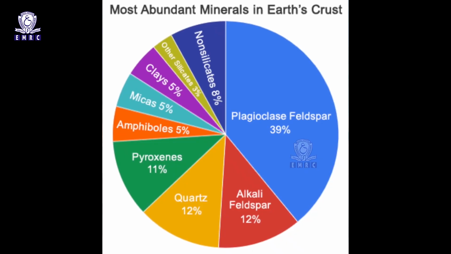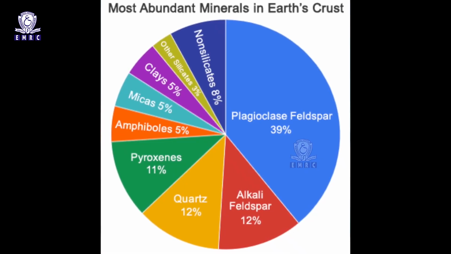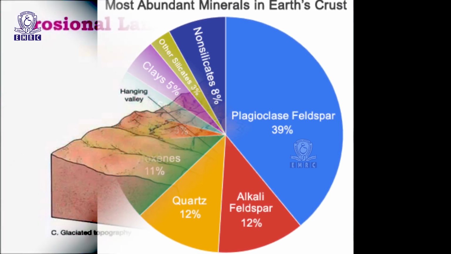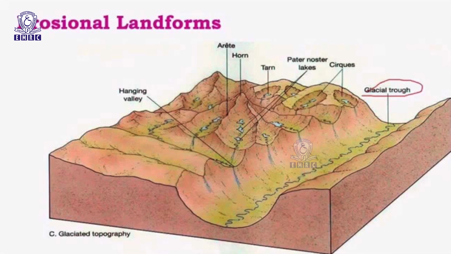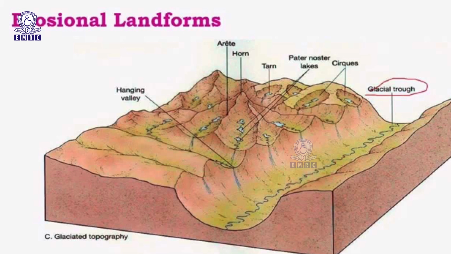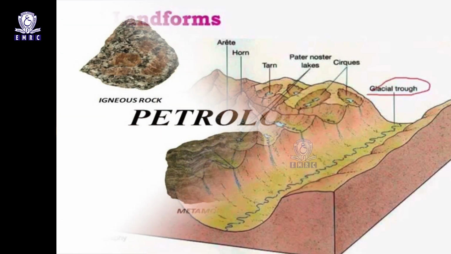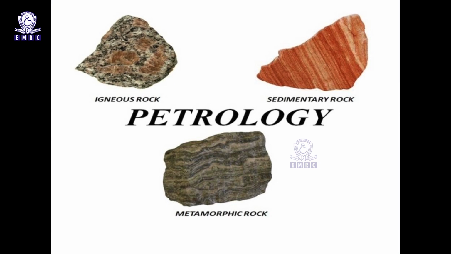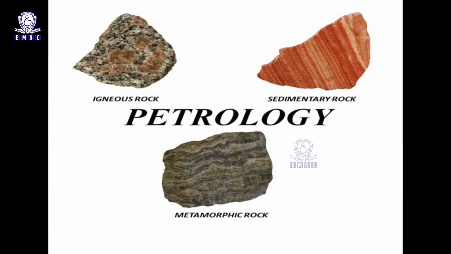Rocks, representing the geomaterials of the earth's crust, are composed of two or more minerals. Rocks play a very important role in determining the characteristic features of the several types of erosional landforms, because of the nature and the magnitude of erosion. Petrology is the science of rocks.